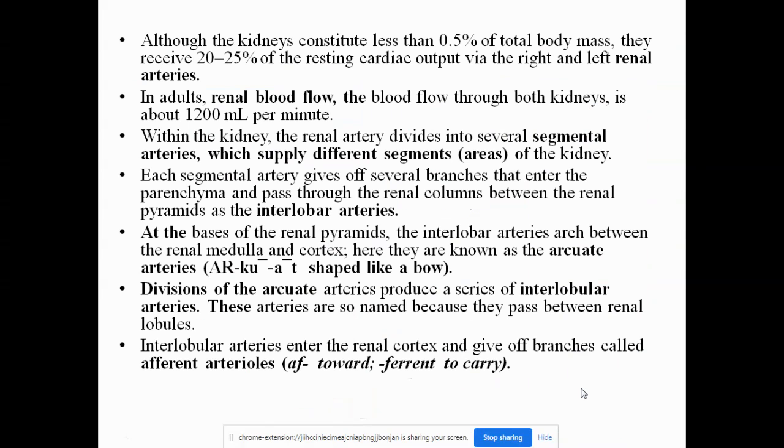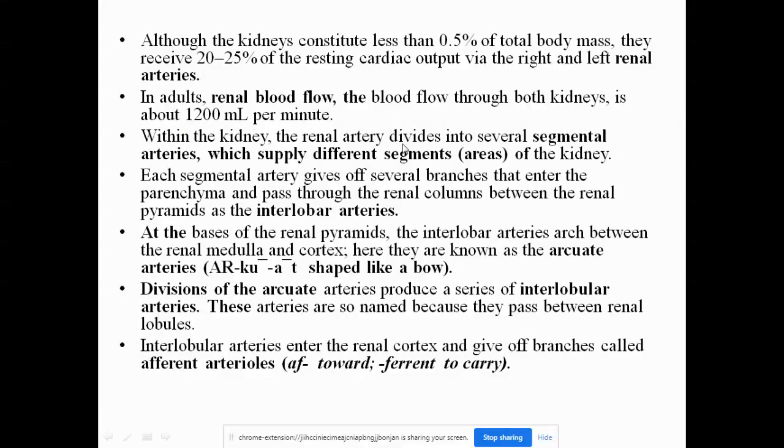Though the kidney is very small in size, constituting only 0.5% of the total body mass, it receives around 20 to 25% of the cardiac output. That is the resting cardiac output via both the kidneys, that is, via the right and the left renal arteries. The renal blood flow in the adult through both the kidneys is around 1200 ml per minute.